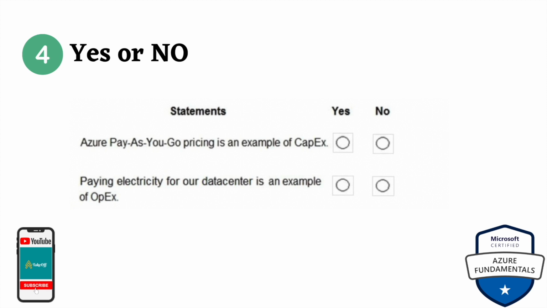The fourth pattern is yes or no questions. For example, Azure pay-as-you-go pricing is an example of CapEx. For this, the correct answer is no, because the Azure pay-as-you-go pricing is an example of operational expenses. And in this video, we are going to see all the questions of this pattern, that is yes or no.